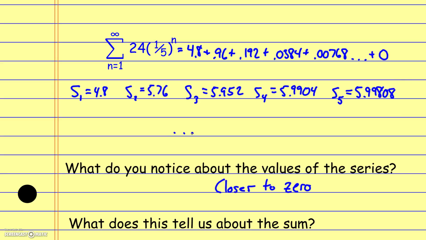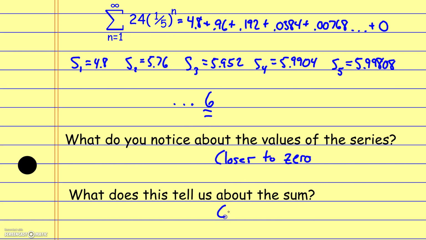Oh, look at the numbers. It looks like it's getting closer and closer to a value of 6. So it looks like the sum is getting closer and closer to 6. And that is what's happening here. When you look at this one, yeah, I'm getting closer and closer to 6. And if I made it all the way out to infinity, it would equal exactly 6.